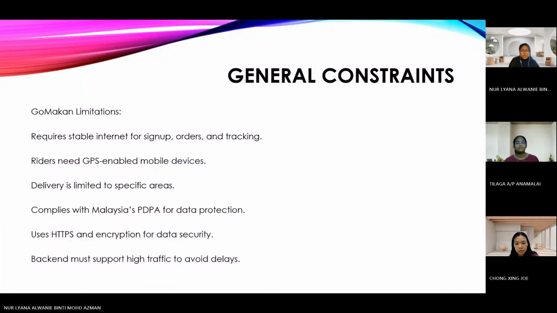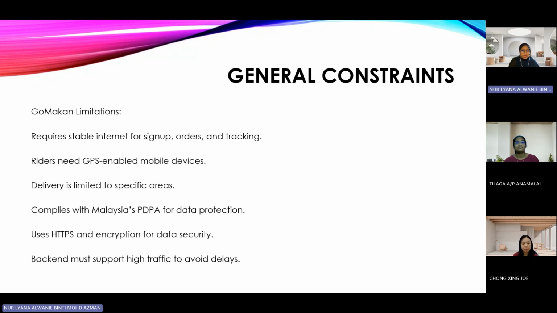So now for the general constraint. GoMakan has some limitations. First, it requires stable internet for sign up, order, and tracking. If the user doesn't have stable internet, they cannot use this app.